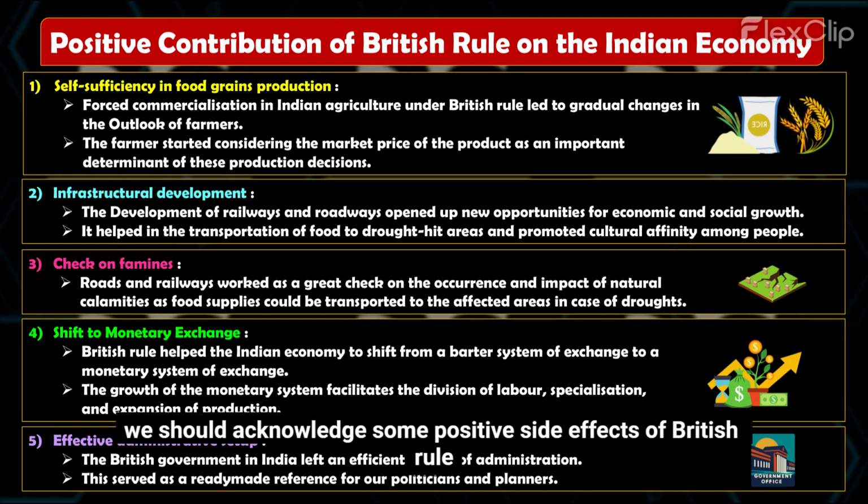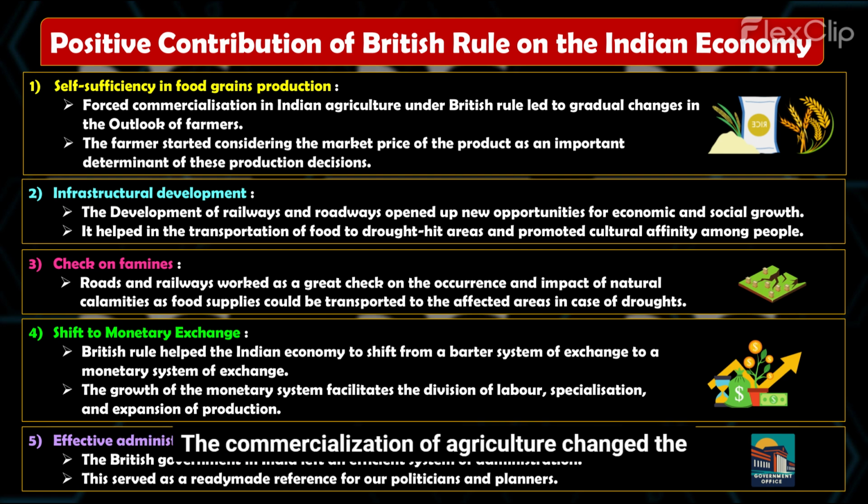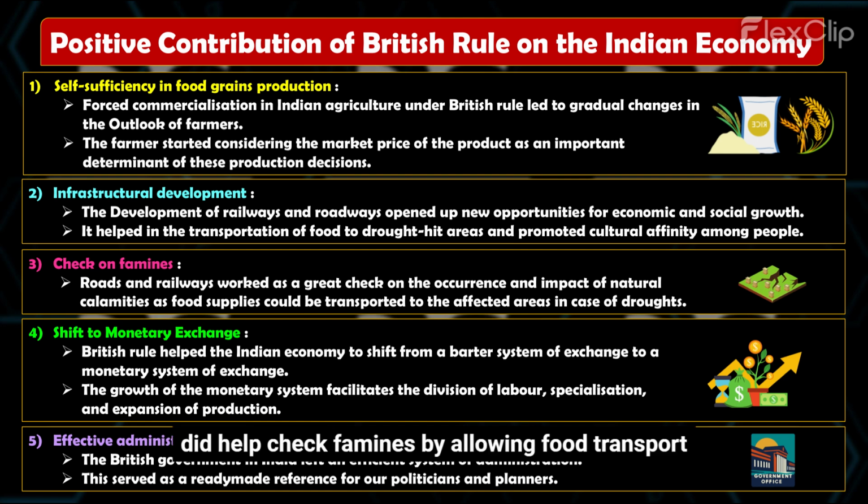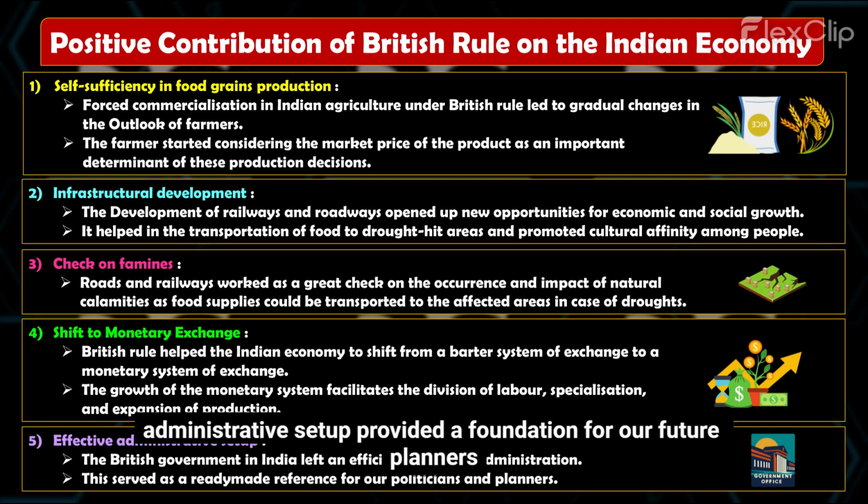However, we should acknowledge some positive side effects of British rule. The commercialization of agriculture changed the outlook of farmers toward market-based production. The infrastructure, though self-serving, did help check famines by allowing food transport. Furthermore, the shift from a barter system to a monetary exchange and the establishment of an effective administrative setup provided a foundation for our future planners.